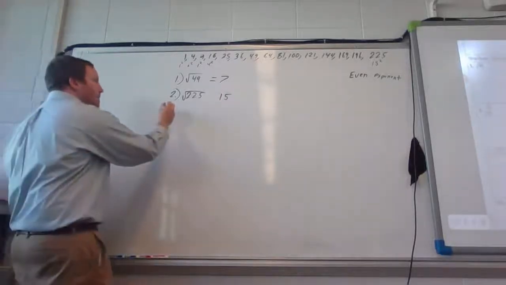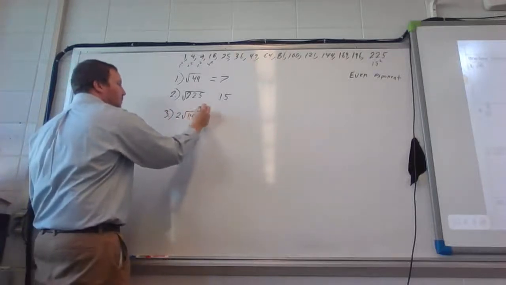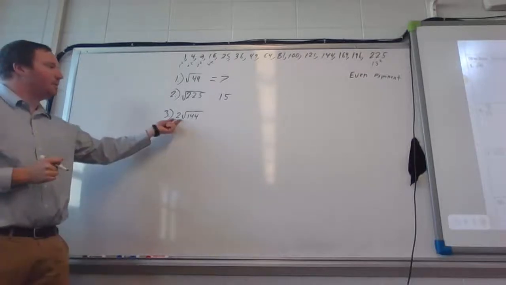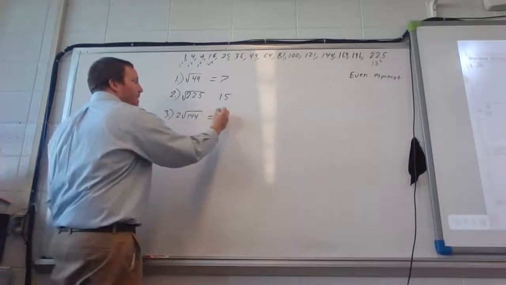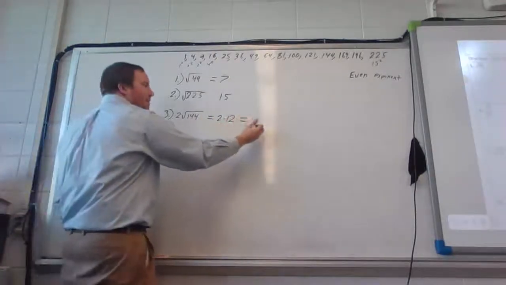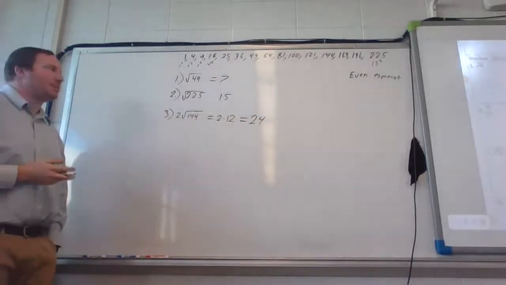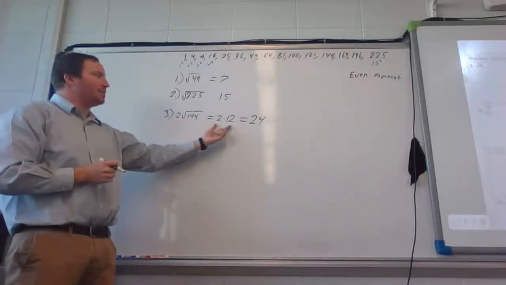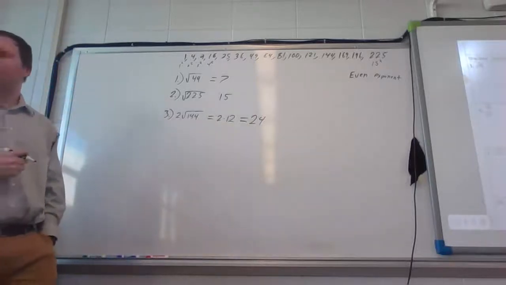Then we have number 3. We have a 2 in front, so we have that coefficient of 2. The square root of 144 is 12. So then we're going to have 2 times 12, which gives us 24 as our simplified value. The square root of 144 gives us 12, we have that coefficient, so we multiply those two and get 24.